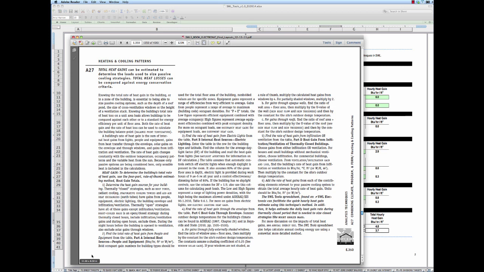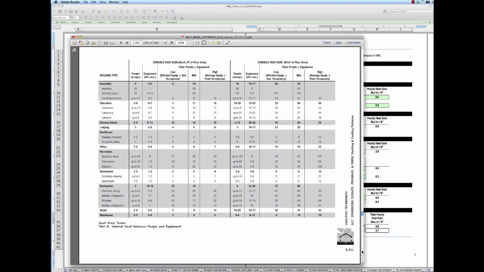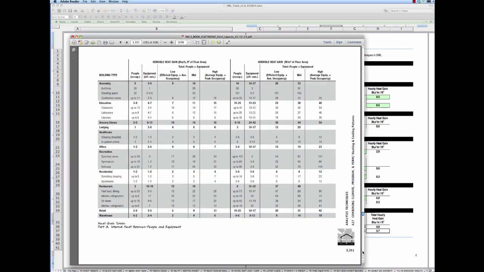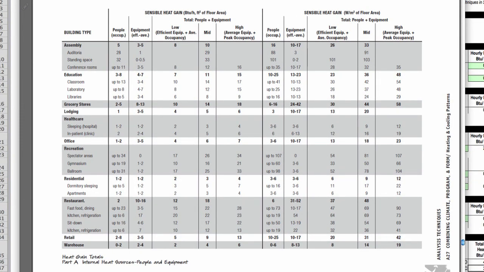So here's the first page of technique A27, total heat gains, and also it does total heat losses, which we looked at in the previous example. I'll go to the next page, page E351. Part A covers the internal heat gains of people and equipment. Remember that people are like little furnaces, always making heat, and that most all of the energy that goes into powering equipment or appliances ends up as heat in the space.